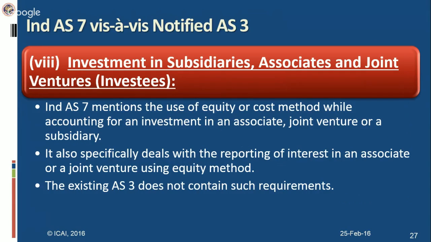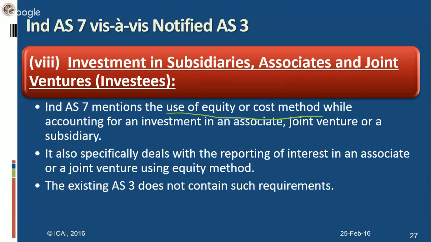Investment in subsidiaries, associates and joint ventures. Ind AS 7 clearly mentions the use of equity method or cost method while accounting for investment in associate and joint venture or subsidiary. Equity method or cost method is clearly explained under AS 21. So we are familiar with these two methods. They are not new to us.